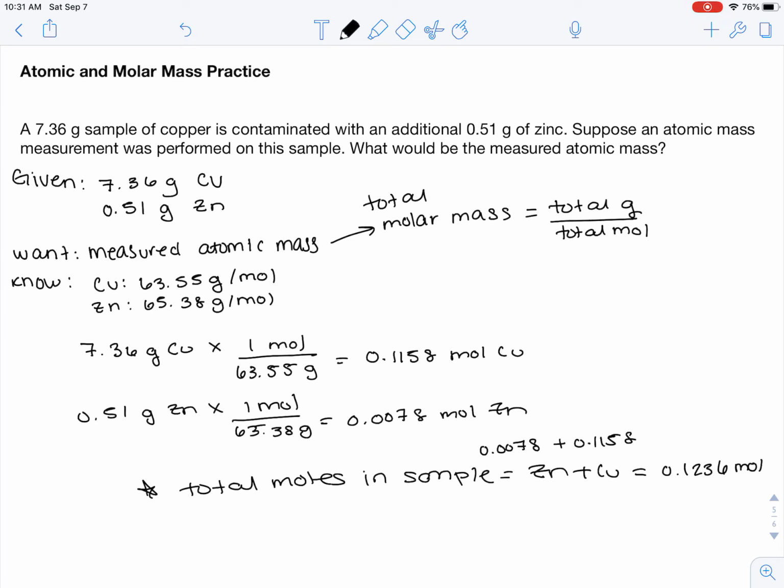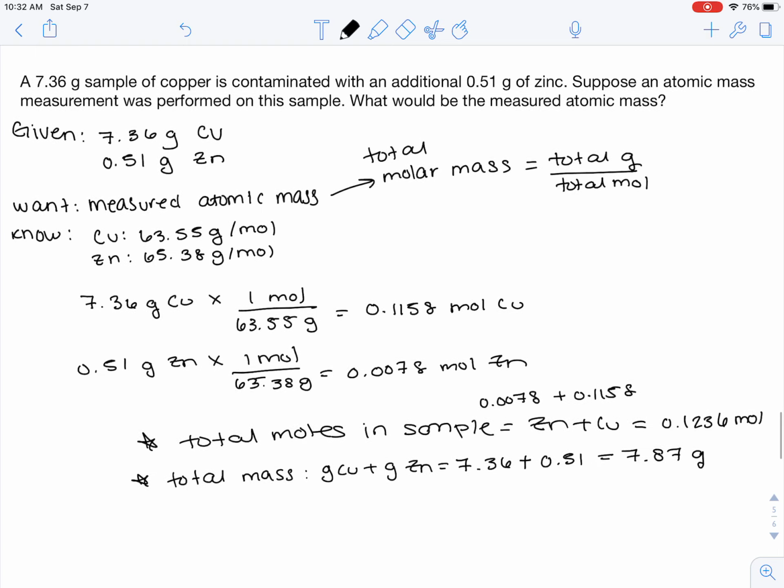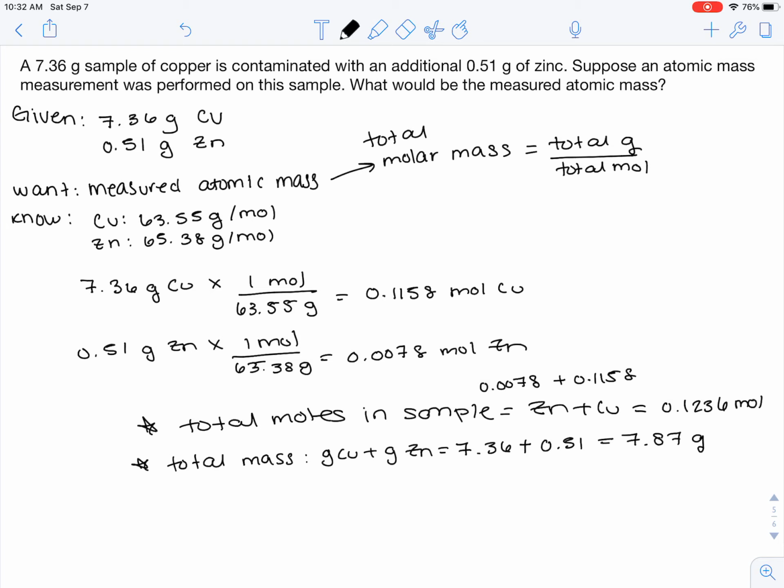All right, so we have the total moles, then total mass is equal to, since it's this amount of copper that's contaminated with that much zinc, the two added together: 7.36 plus 0.51, which gives you 7.87 grams. And then the measured atomic mass will be grams per mole.